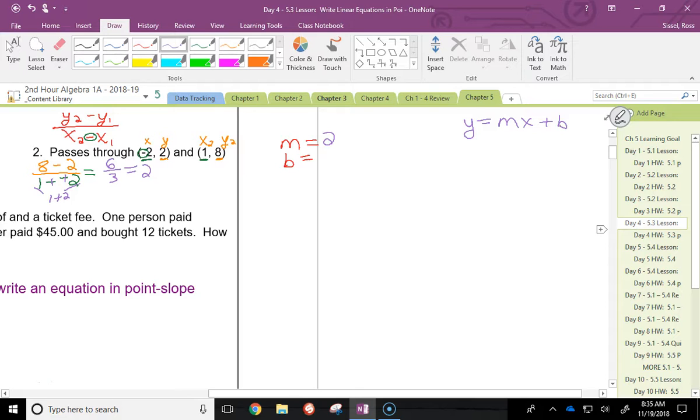It does not matter. I'm going to use the second one because I don't want to mess with the negative number as much. So I'm going to use 1, 8. So y is 8. Slope was 2. X is 1. And we have plus b. So I'd get 2 times 1 is 2. You subtract 2. 6 equals b.